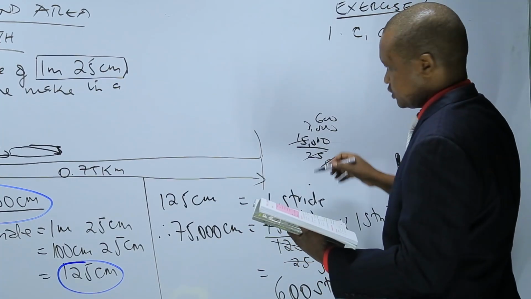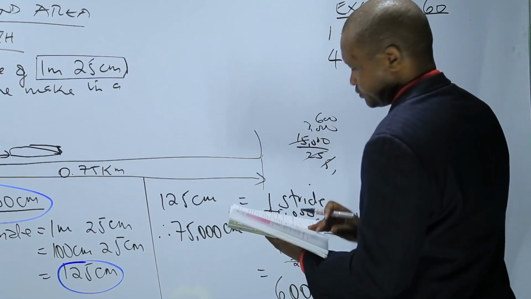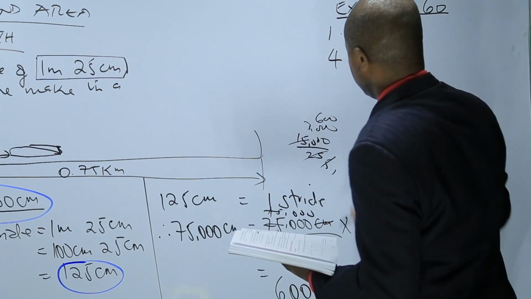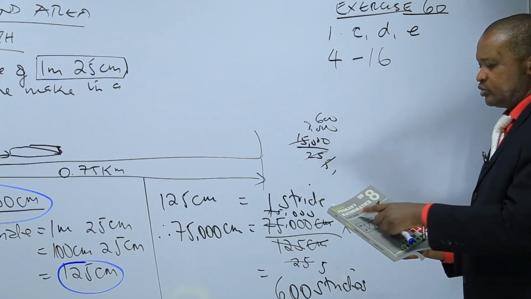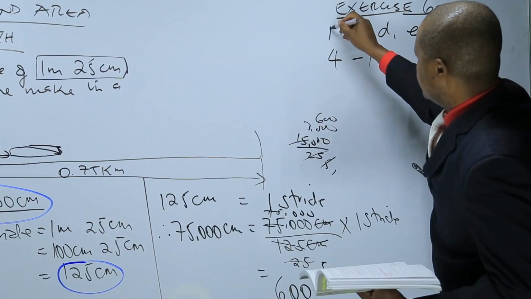Then we will attempt question 4 to question 16. This is in the pupil's book. This is your book. Make sure all the questions are done before you attend the next class.